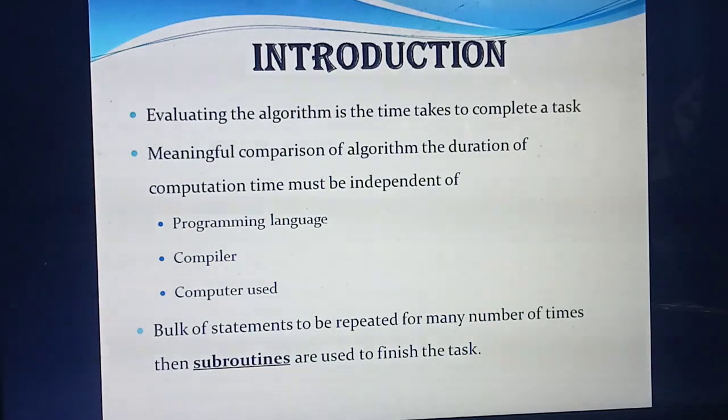So what will you do? You will think, I need to complete before that 15 minutes. For example, 10 minutes or 5 minutes. Then only I will be able to score. Likewise, whichever algorithm takes less time to complete, that algorithm is preferable. Understood the first point? This is an introduction. No need to study. Just read it.